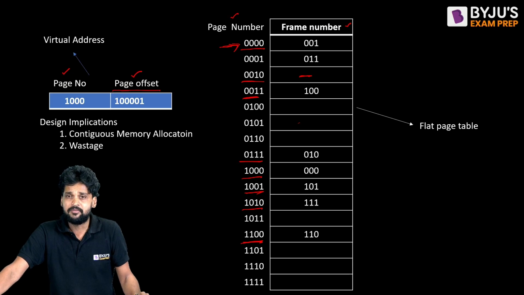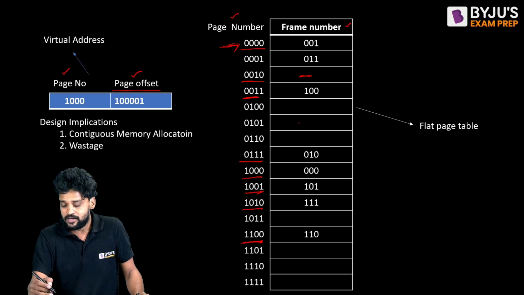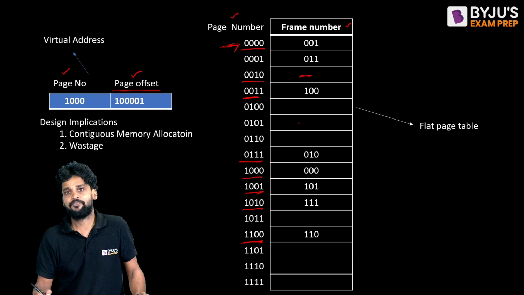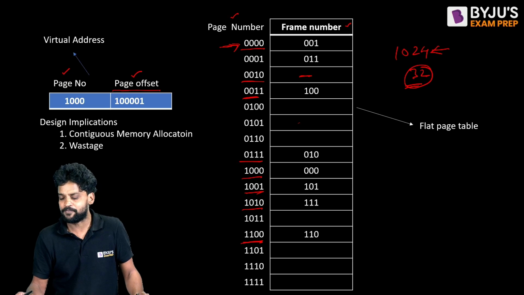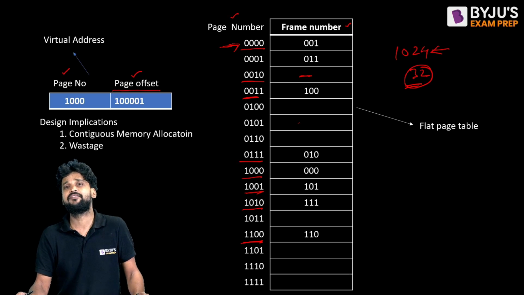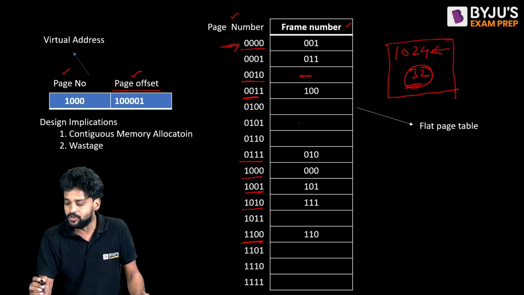Wastage. How much memory is being wasted? In this example, a total of half of the chunks are being wasted. In the other example of 1024 and 32, only 32 will be used out of 1024. So a total of, I guess, 992 locations are actually being wasted. So we can't afford this. So we will go to two-level page table.